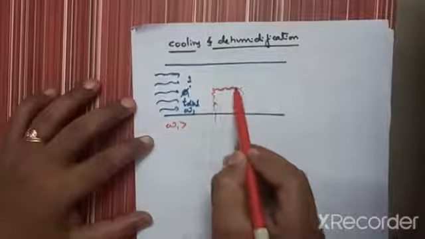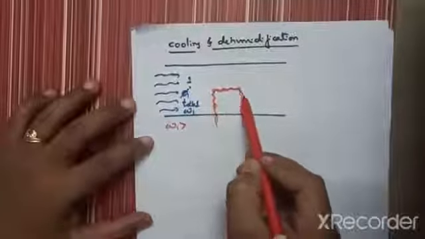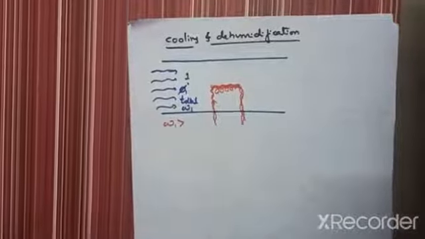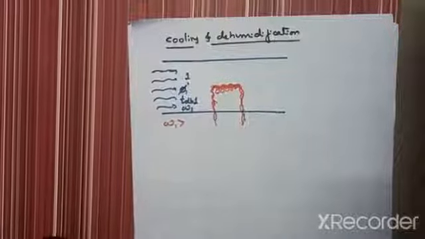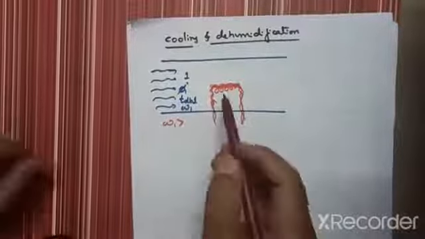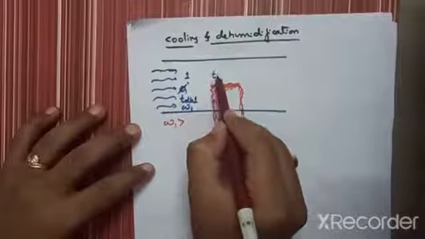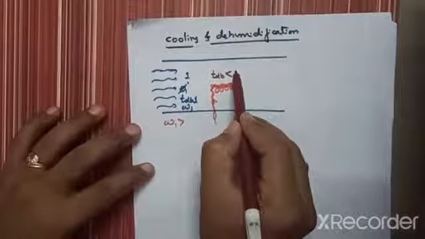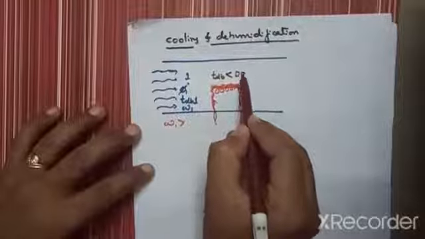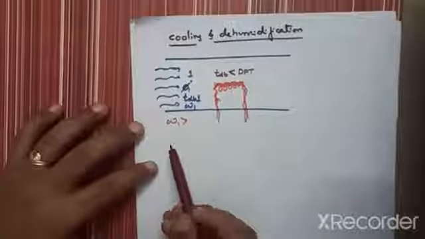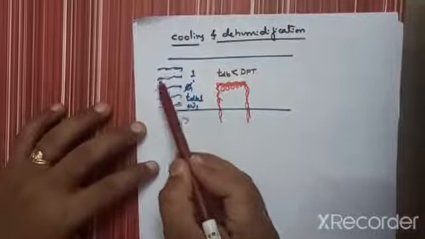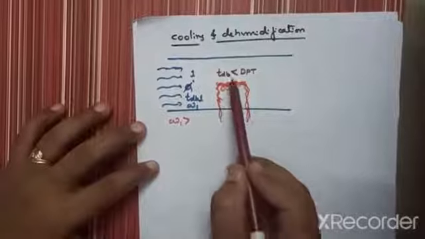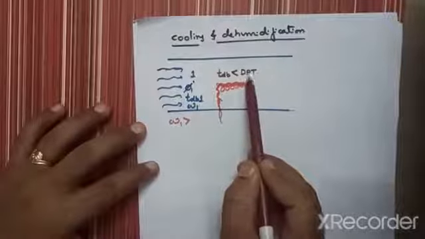Here one cooling arrangement is done. This is cooling coil. So into a cooling coil, one thing you need to remember is the temperature of the air, that is dry bulb temperature of the air, should be less than the dew point temperature. The reason is, the moisture content in the atmospheric air will condense to liquid when the temperature of the air becomes less than dew point temperature.